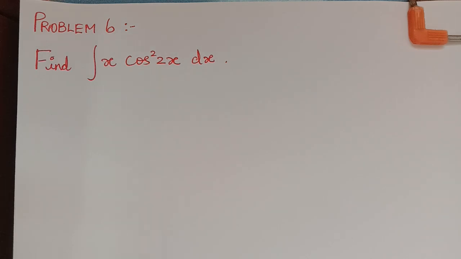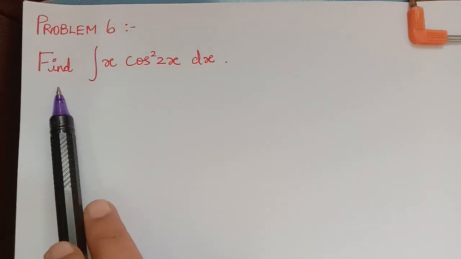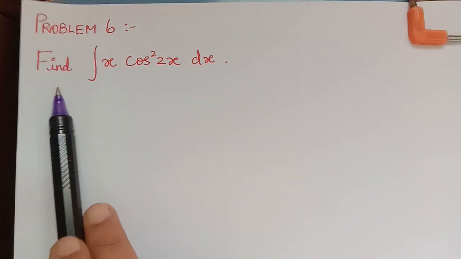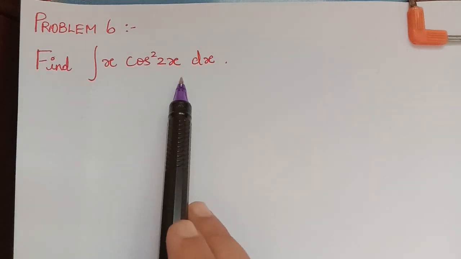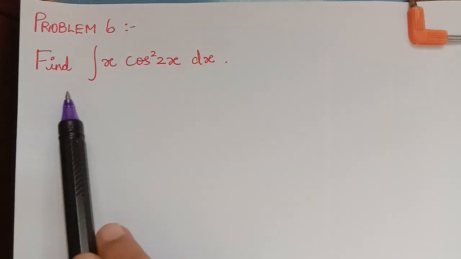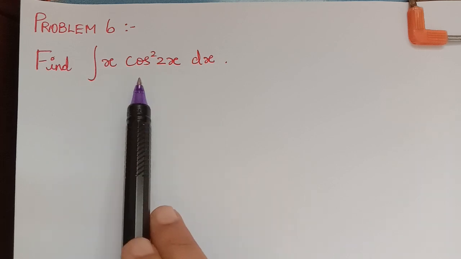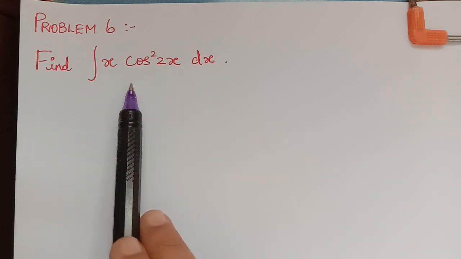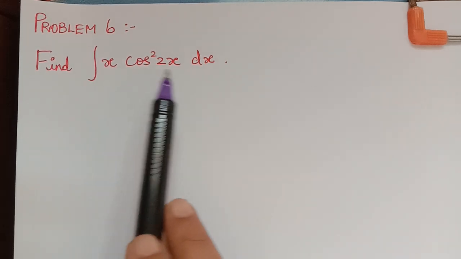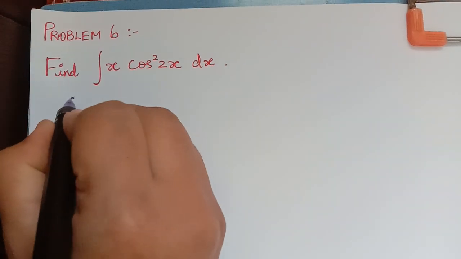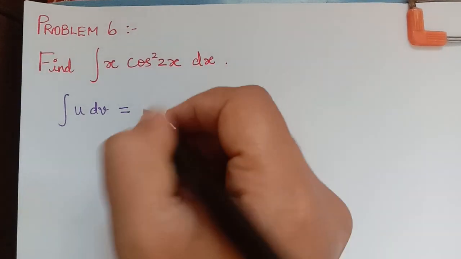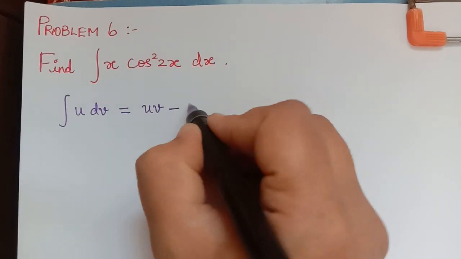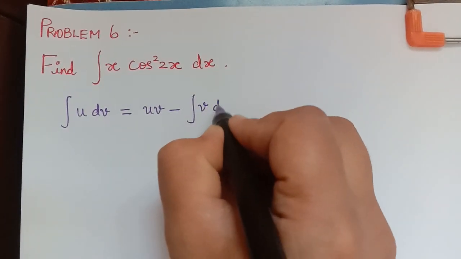Hello students, under the topic integration by parts, we are now going to solve the sixth problem, which is: find the integral of x cos squared 2x dx. Now, in order to solve this problem, first we have to make the choice of the function u, because we are going to use the formula integral u dv equals uv minus integral v du.